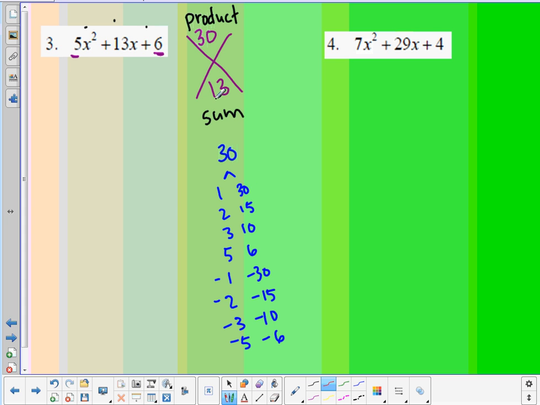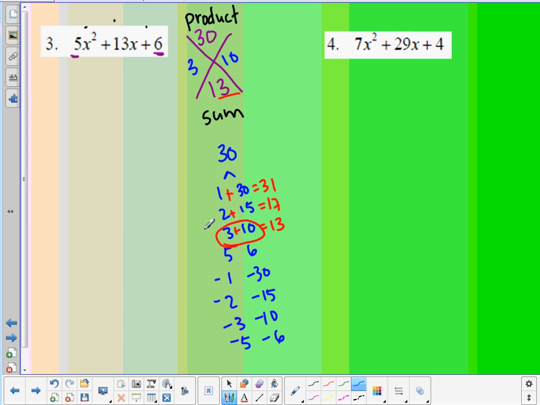So I need a sum of 13, so the next thing I'm going to do is add each one together and see what I get. Well, that gives me 31. That gives me 17. That one gives me 13, and bam, I'm done. So these are my two terms that I want.